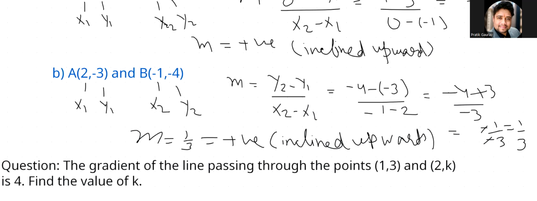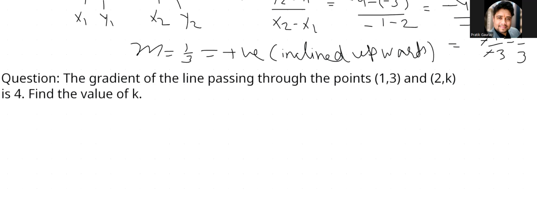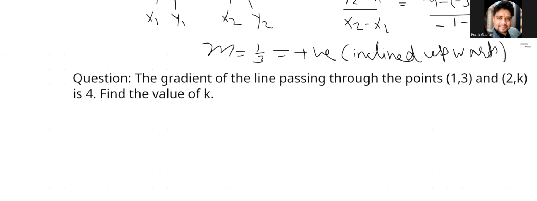Let's come to the next one, which is a very interesting question. Here the gradient of the line passing through the points (1, 3) and (2, k) is 4. Find the value of k. So here the gradient is already given, that is 4. We have to find the missing coordinate.